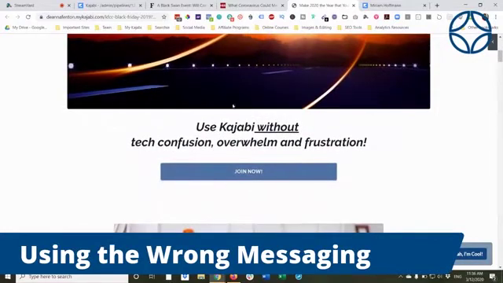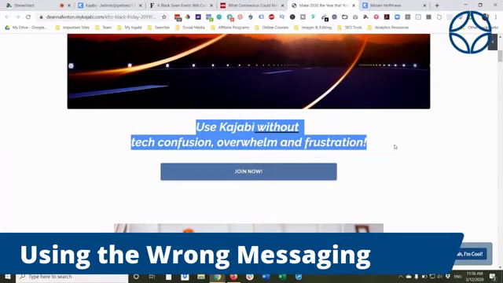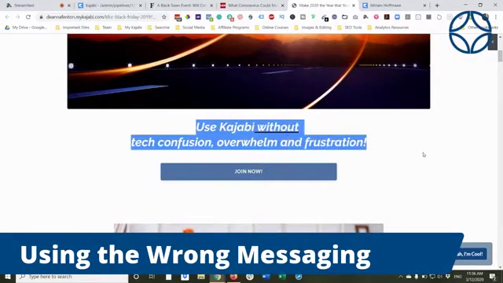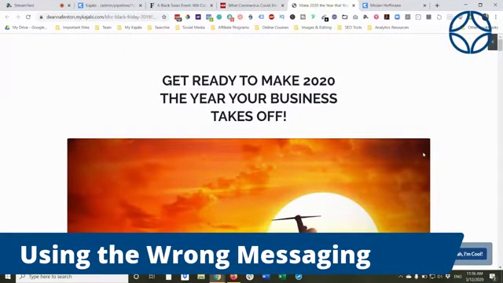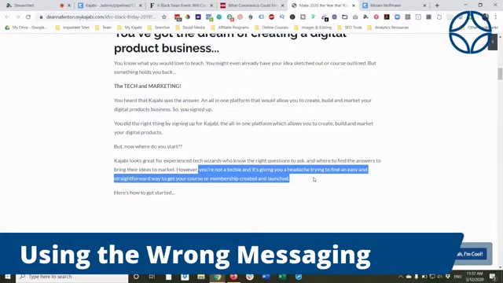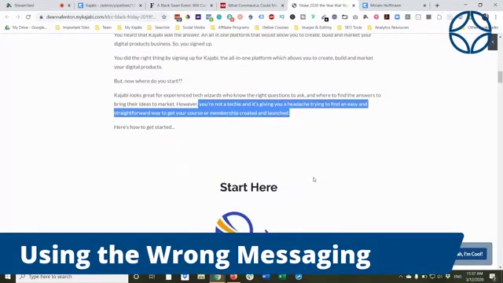I agree with that. This was really the headline, right? That was a desire that my ideal customer had. They wanted to be able to build their business on Kajabi, but they didn't want the tech confusion, overwhelm, and frustration. So my headline was way down. And people are busy, right? People landed on this, they read this, and they go, that means nothing to me. I don't understand that. Here we go. You're not a techie, and it's giving you a headache trying to find an easy and straightforward way to get your course or memberships created and launched. Maybe that could have been the headline, right? It was really addressing it.